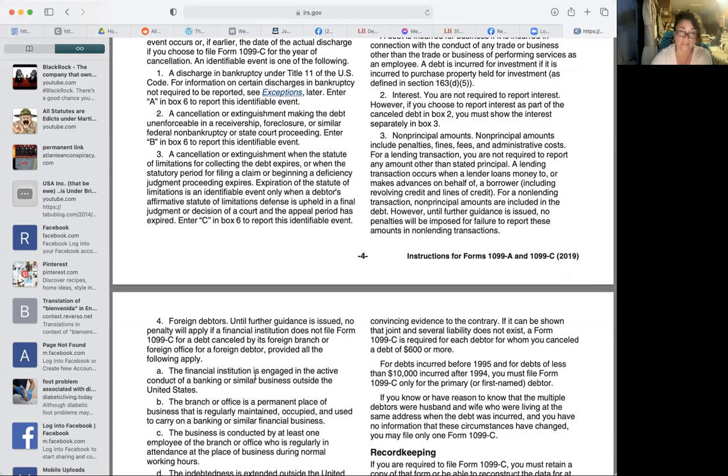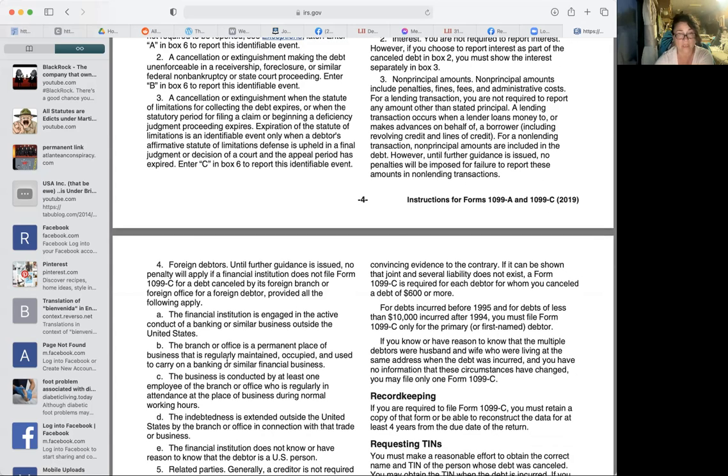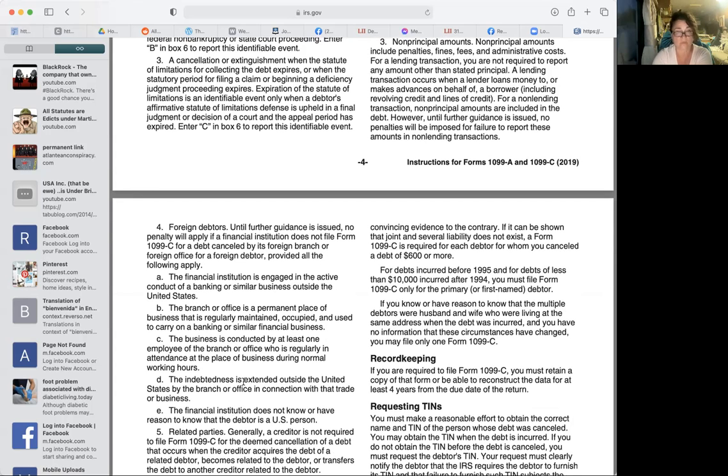A, the financial institution is engaged in the active conduct of a banking or similar business outside the United States. Just one second here. The financial institution is engaged in the active conduct of a banking or similar business outside Washington, D.C. Is that what that means? I think so. The branch or office is a permanent place of business that is regularly maintained, occupied, and used to carry on a banking or similar financial business. The business is conducted by at least one employee of the branch or office who is regularly in attendance at the place of business during normal working hours.